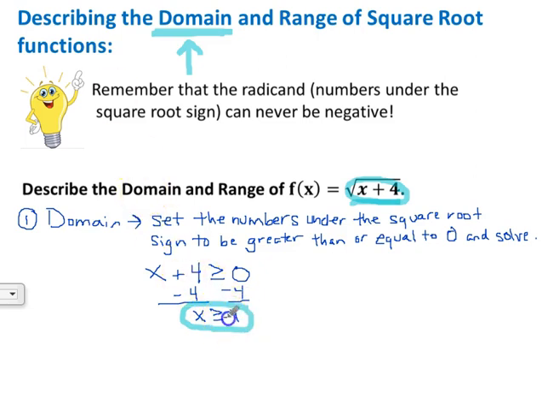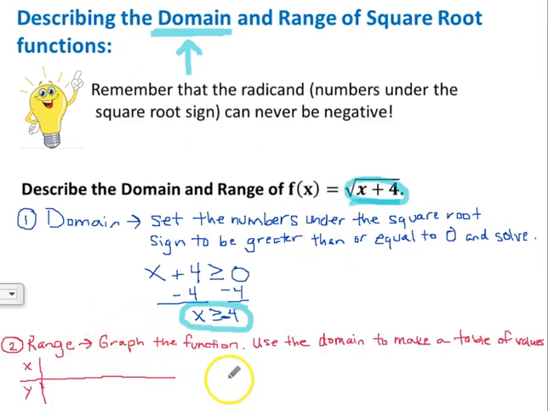And I actually meant to say negative 4. This should be negative 4. 0 minus 4 is negative 4. So our x values have to be greater than or equal to negative 4. Note that correction. So the values that x can be are greater than or equal to negative 4. So x can be equal to negative 4, and then anything greater than negative 4. So that's the domain.